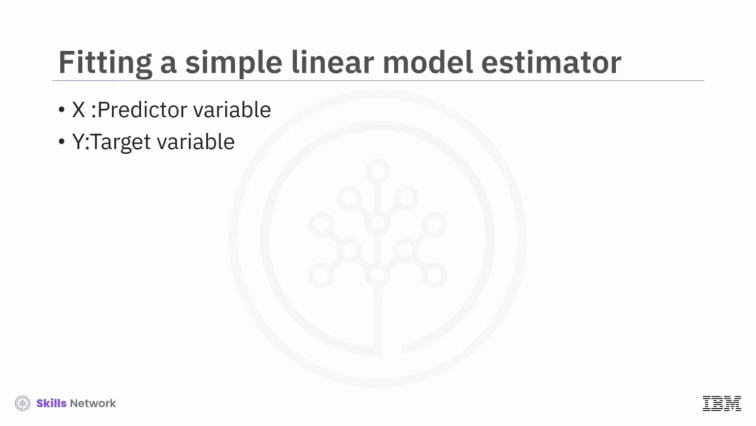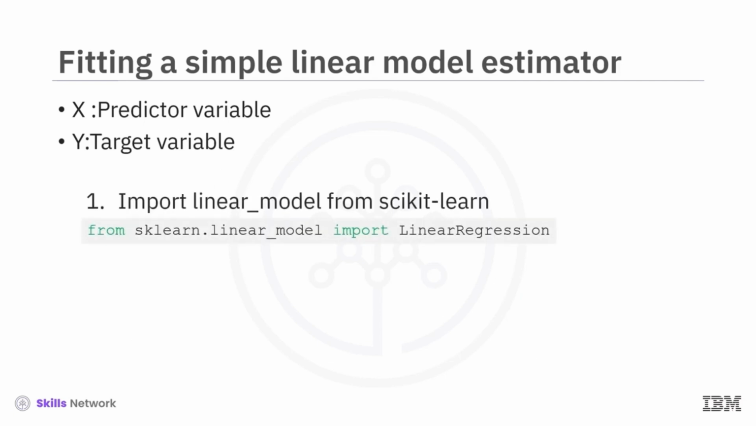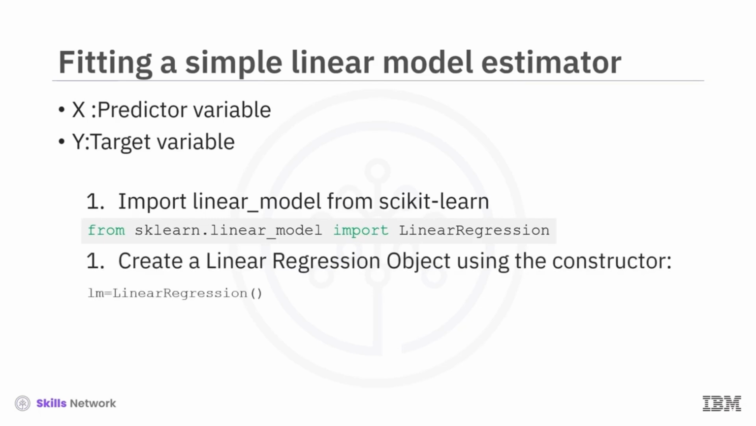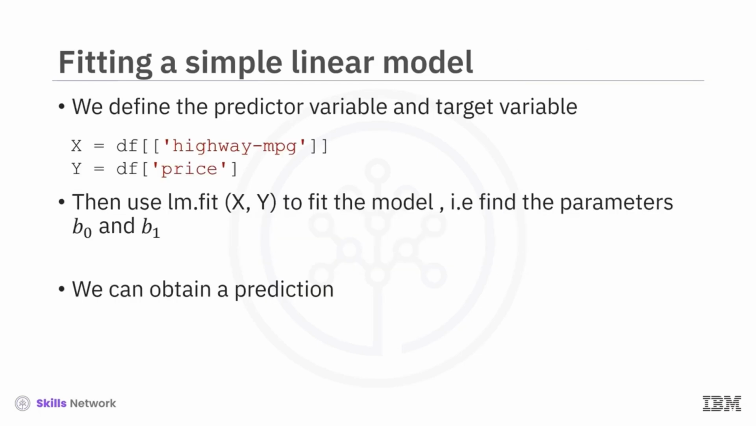To fit the model in Python, first we import linear model from Scikit-learn, then create a linear regression object using the constructor. We define the predictor variable and target variable, then use the method fit to fit the model and find the parameters b0 and b1. The inputs are the features and the targets.